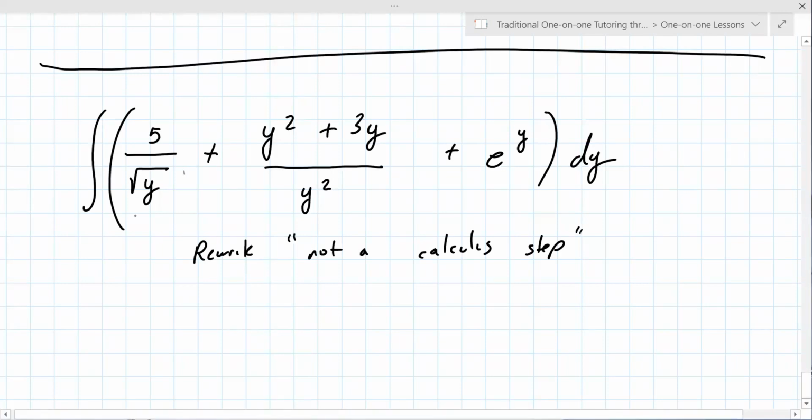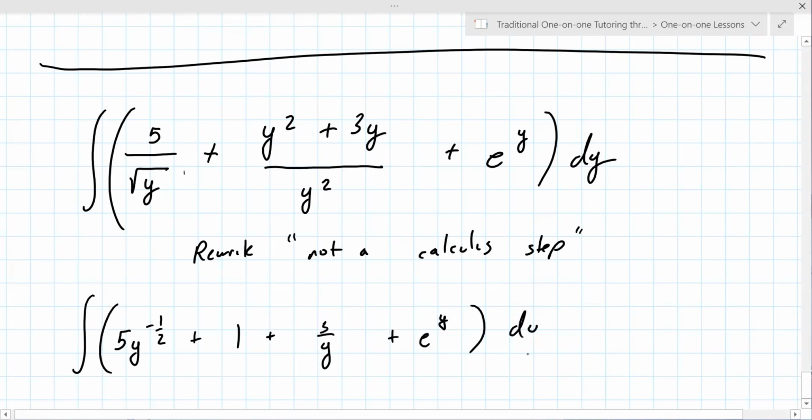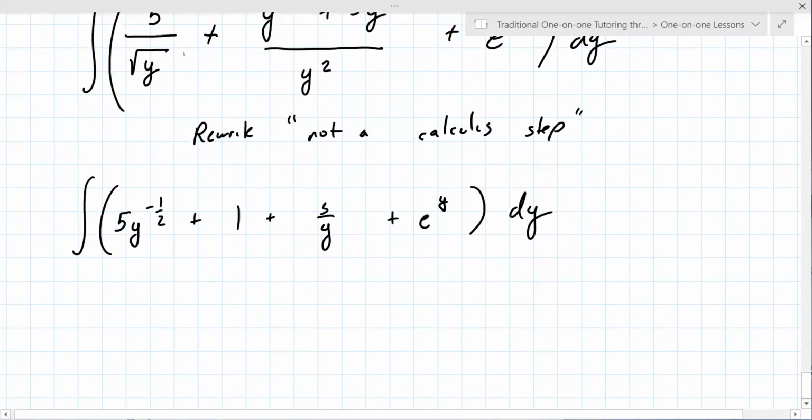So do you know how to rewrite this from yesterday? We did an example like this. Okay, so this is not a calculus step. This is just a rewrite step. So from here, can you do the calculus? Can you use the rules that we've talked about?